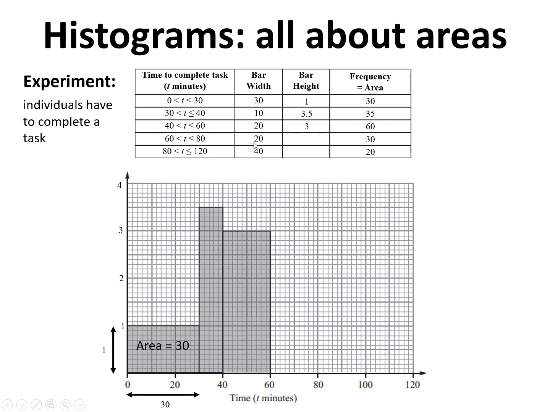Now 60 to 80. 20 times what is 30? 1.5. So down here, I draw a bar that runs from 60 to 80 and goes up 1.5 units. And finally, the one that's 40 units wide and has an area of 20 needs to have a height of 0.5. I draw it down there.